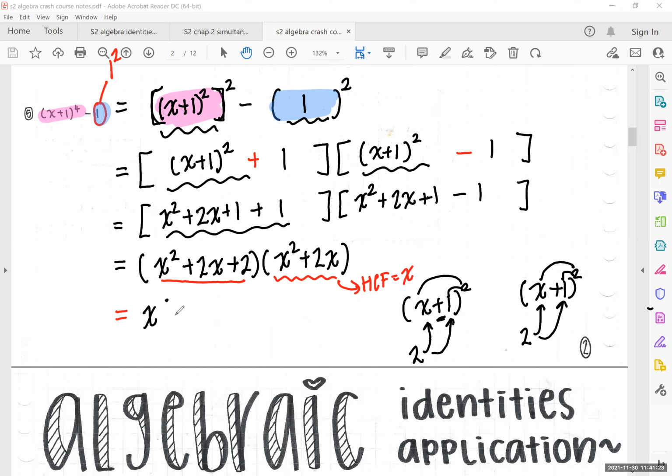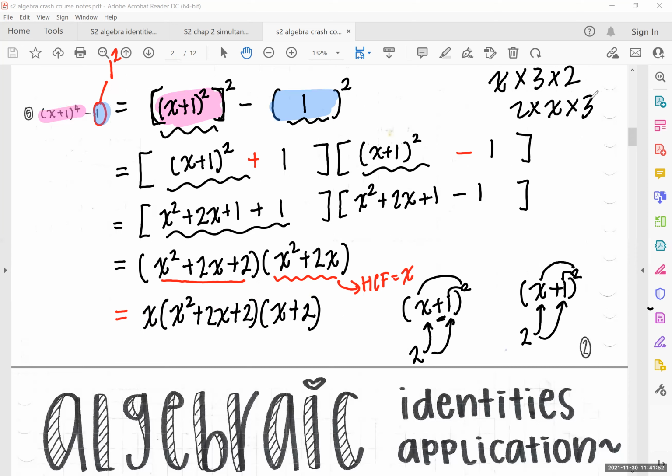So it'll be x, bracket, copy, paste this whole thing. And what am I left with? X squared, you take out an x, means I'm left with x. 2x, you take out x, you're left with 2. Okay? Then won't the x also go to x cubed, then to x squared? It's fine, it's also okay because it's times each other. Like x times 3 times 2 is the same as 2 times x times 3. Because it's all multiplying, it doesn't matter when you rearrange them. Just that for algebra, the unspoken rule is that whenever you take out a single term, you put it in front.